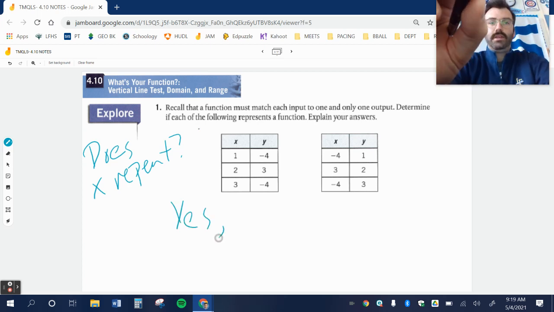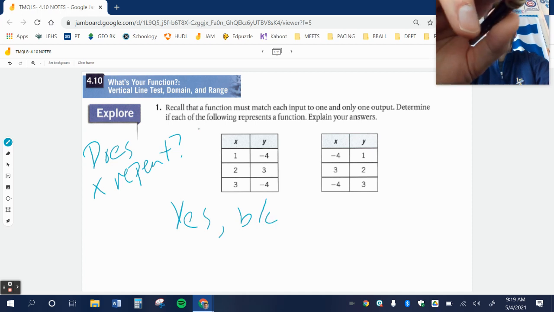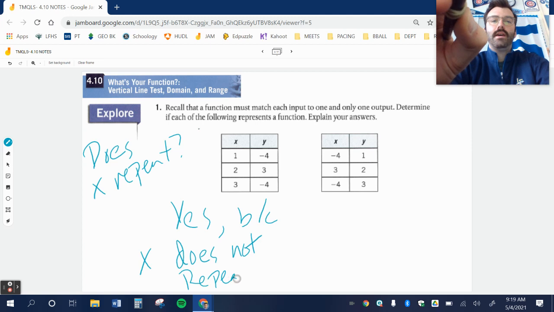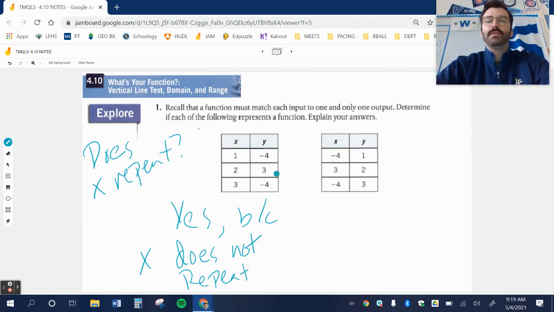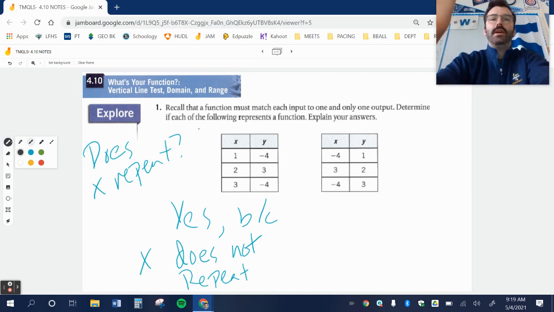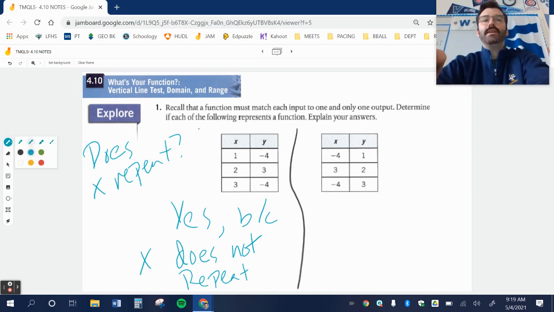Okay, and because x does not repeat. Now, x cannot repeat, but y can. Because there's these two negative fours for output, that doesn't matter. Okay, only x cannot repeat. Y can.